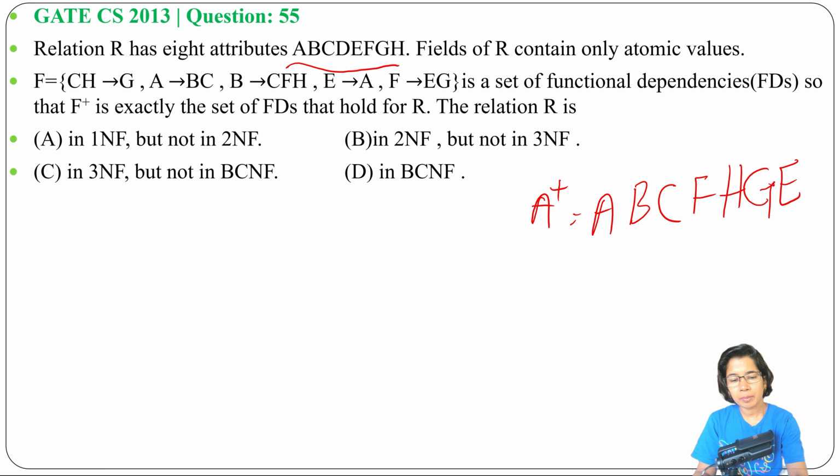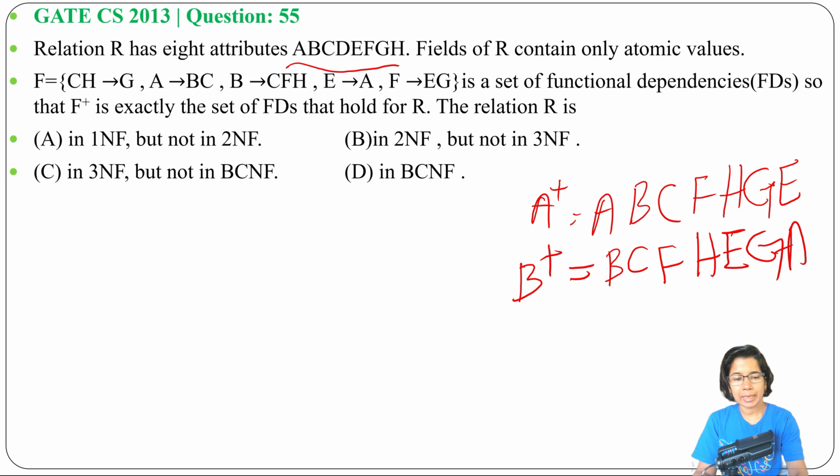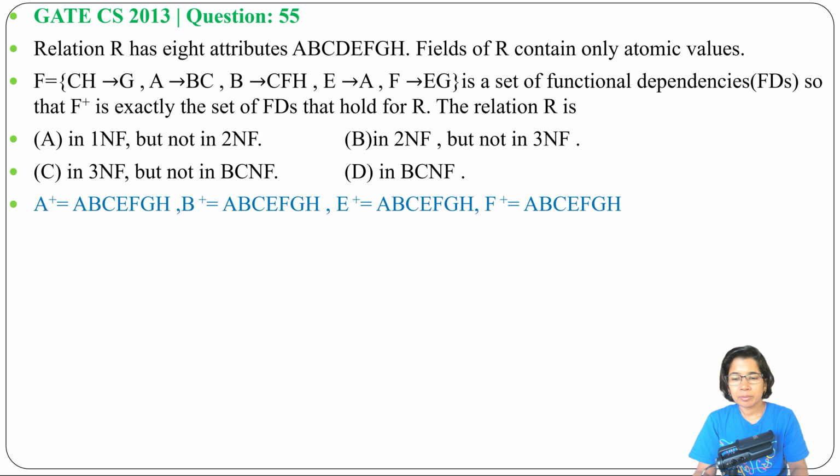Next we'll find B positive closure. B positive closure will be B, C, F, H. Then from F, E and G. From E, A. So we got A, B, C, E, F, G, H. If we see A positive closure and B positive closure, we are not getting D. Rather than D, we are getting A, B, C, E, F, G, H. You can also find E and F, which also contain A, B, C, E, F, G, H, not D. A positive closure, B positive closure, E positive closure and F positive closure are getting all the attributes except D.